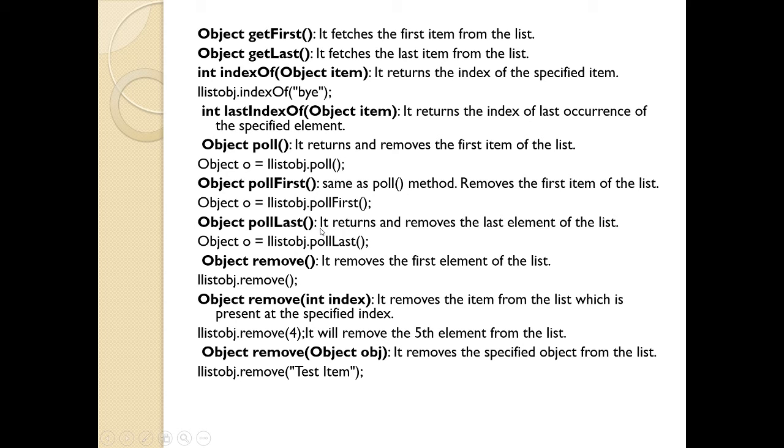Similarly, if I want to return and remove the element in my list from the end, then I have a method called pollLast. So pollLast will return and remove the element which is stored at the last of the list. So poll will return the element at which your iterator is currently positioned. Whatever is the current position, it will return that. pollFirst will go back to the first position. pollLast will come back to the last position.